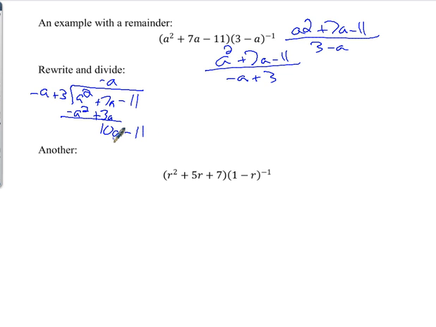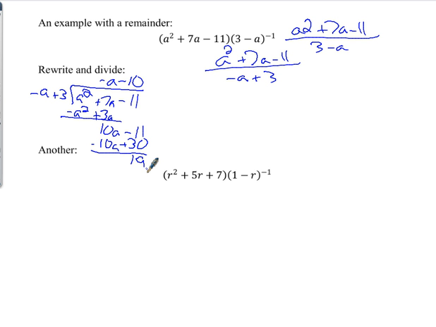What times negative a gives me positive 10a? Negative 10. So that becomes positive 10a. Negative 10 times positive 3 is negative 30. Draw my line, change all the signs, and add. That's gone, but I'm left with whatever that is, positive 19. So I have a remainder of 19 here.